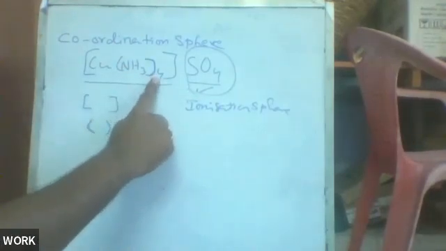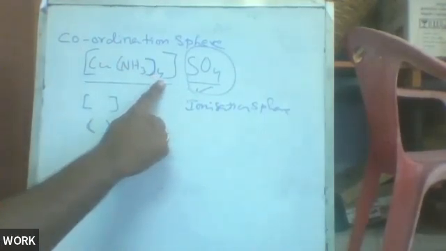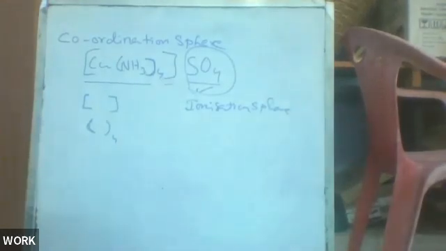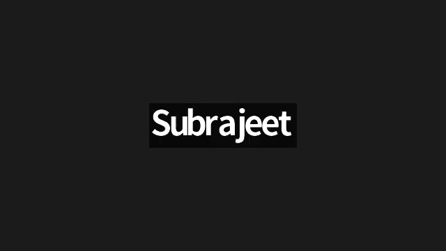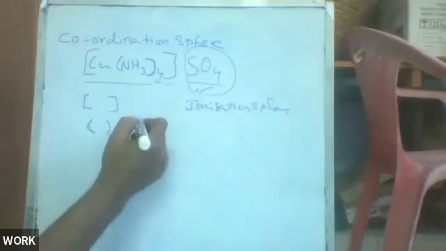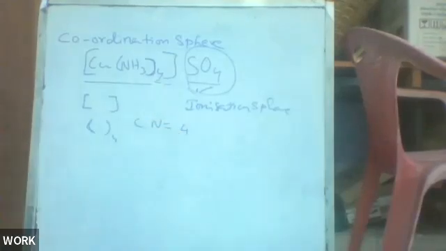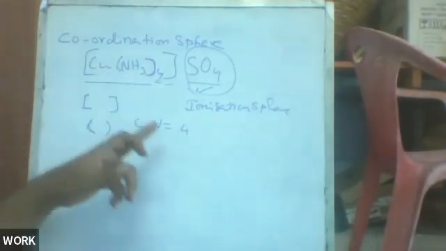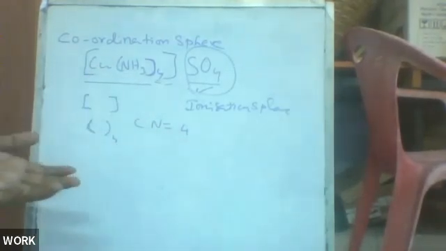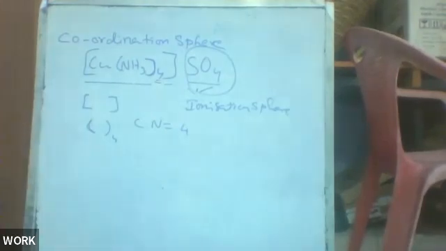How many were attached? 4, sir. So the coordination number is 4. It is a monodentate ligand, that's why it is 4. If it is a bidentate ligand, the coordination number will vary. In the same way, I will write some more examples.